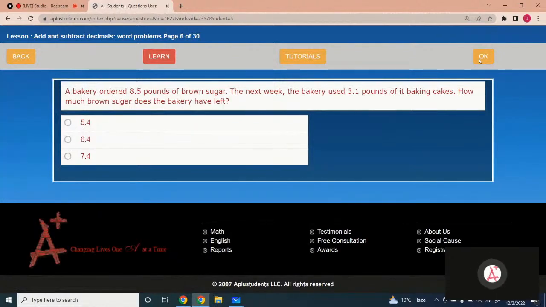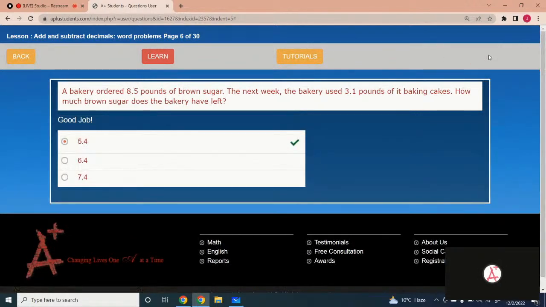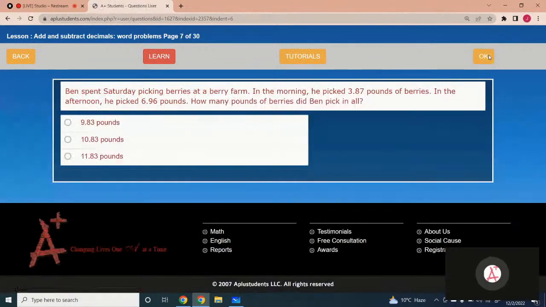A bakery ordered 8.5 pounds of brown sugar. The next week, the bakery used 3.1 pounds of it for baking a cake. How much brown sugar does the bakery have left? You have to subtract them. 8.5 subtract 3.1, so the answer is 5.4. Got it? So just select the correct option and click on the OK button.